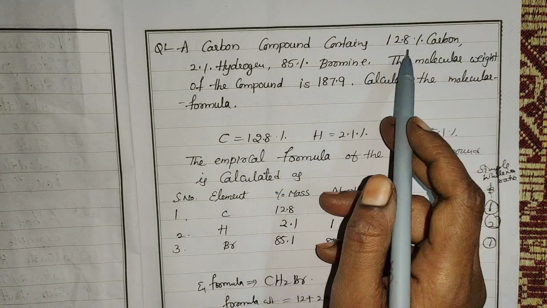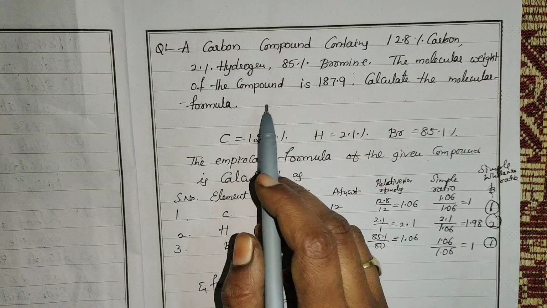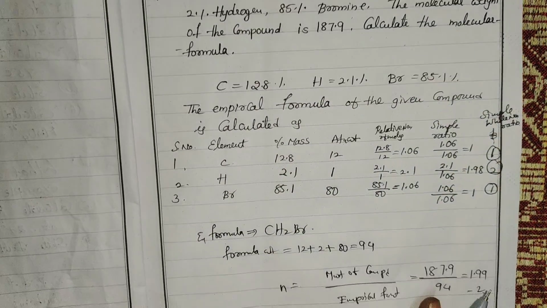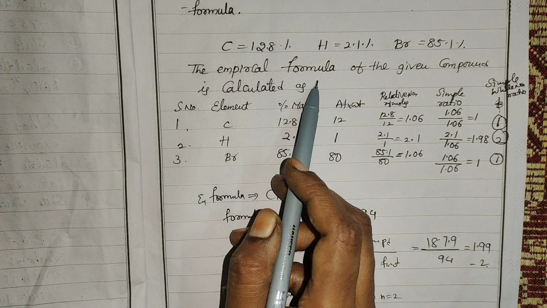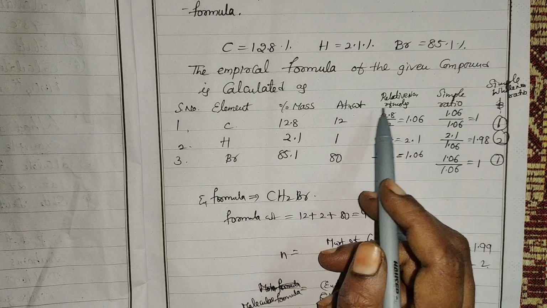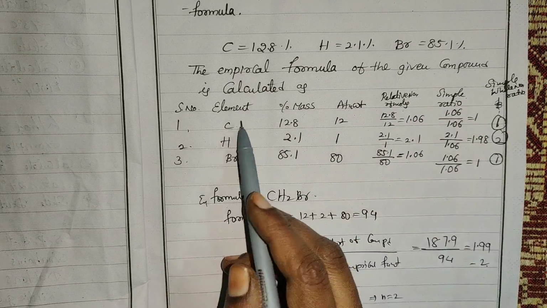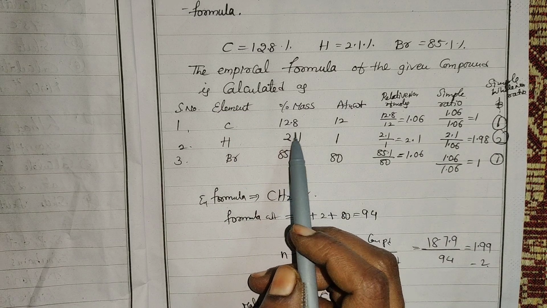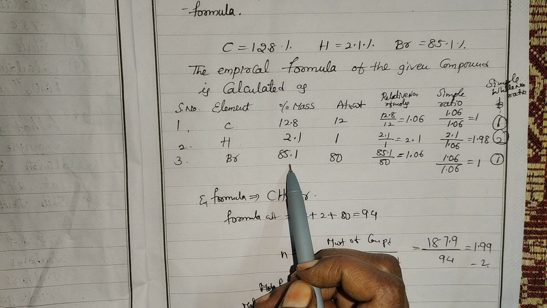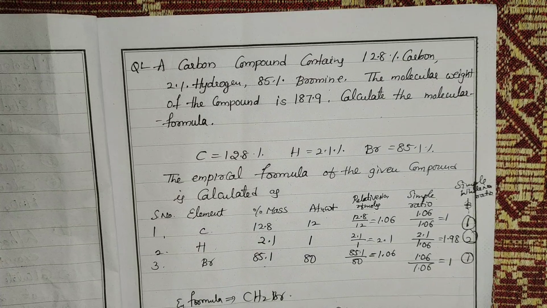This compound contains 12.8% carbon, 2% hydrogen, 85% bromine. The molecular weight of the compound is 187.9. Then calculate. It means we have to draw this table. So here we have to find the empirical formula. Okay, serial number, element, mass percentage, atomic weight, relative number of moles, simple ratio, simple whole ratio: carbon, hydrogen, bromine. Carbon mass 12.8, hydrogen 2.1, bromine 85.1. Already in the question they gave this data, so we just have to substitute it.